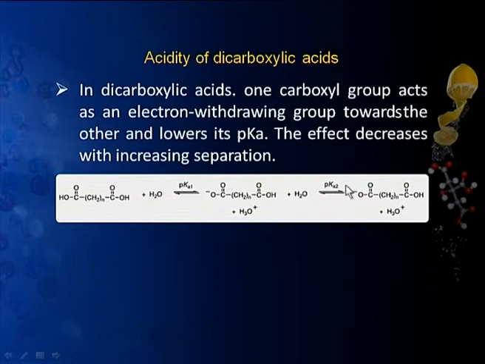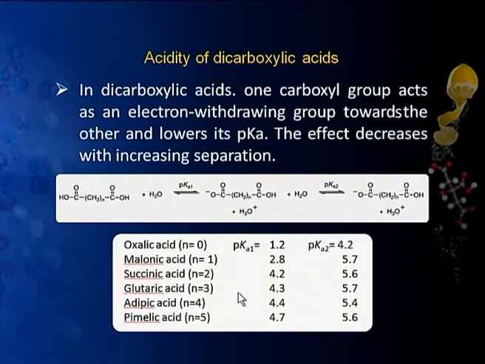The pKa 2 value for any dicarboxylic acid will always be higher than its first dissociation constant, that is pKa 1. Why? Because in the first case the hydrogen is being lost from a neutral molecule, whereas for the second dissociation this H plus ion is to be lost from a negative ion. So, that becomes a difficult process. Let us see these pKa 1 and pKa 2 values for different acids.